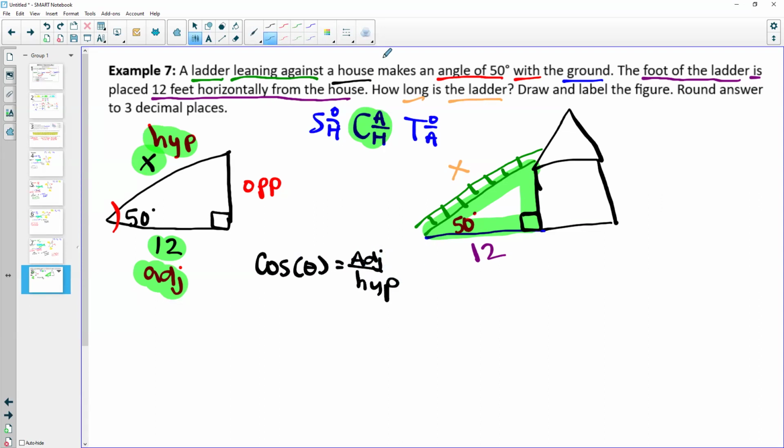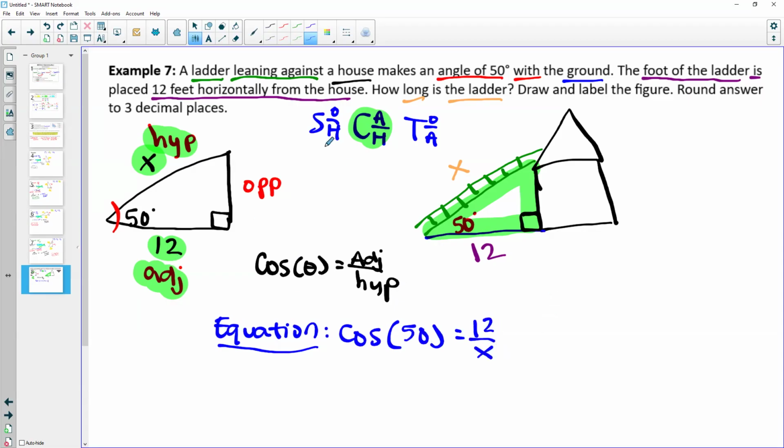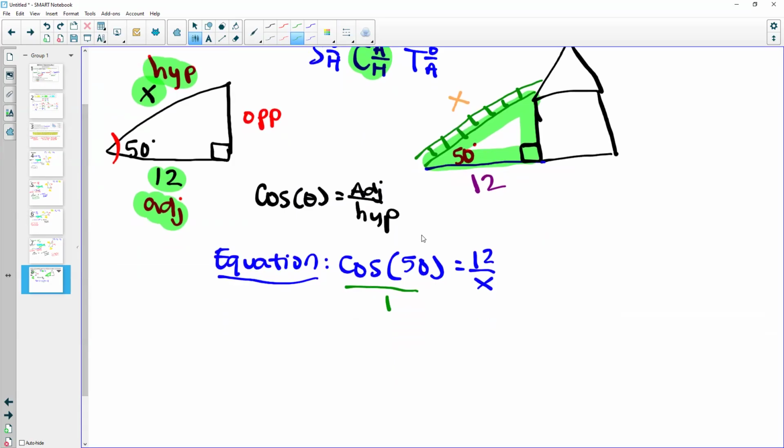So if we want to set up our equation here, our equation is going to be cosine of theta, which theta is 50, is equal to adjacent over hypotenuse. Adjacent is 12, hypotenuse is x, so 12 over x. There's your setup for your equation. If we want to solve this for x, we're going to put this guy over 1, and we're going to cross multiply. If we cross multiply, 1 times 12 is 12. That's equal to, well, x times cosine of 50.